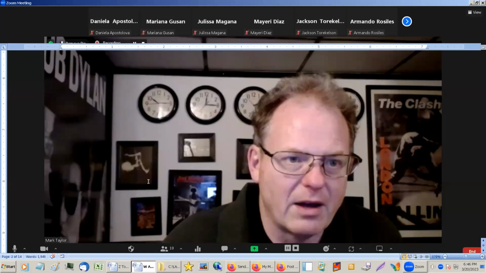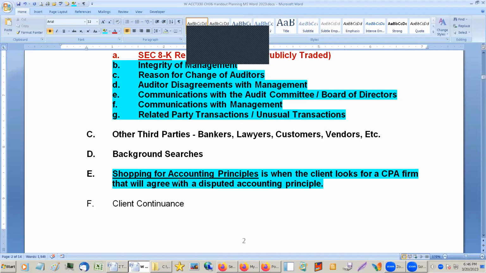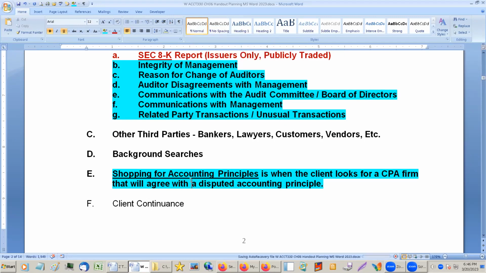They say, by the way, we account for revenue this way. Do you have a problem with that? What they're doing is shopping for accounting. They're trying to find somebody who will agree with whatever disputed accounting principle they're looking at. Shopping for accounting principles is very much frowned upon by the AICPA, but it is something that can happen, in that they look around to find a CPA firm that will allow them to use the principles they want to use. And usually it comes about because, again, there's a disagreement with the current auditors.